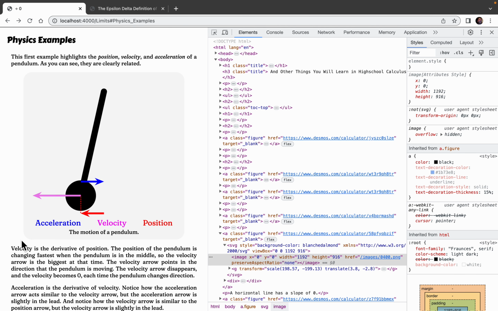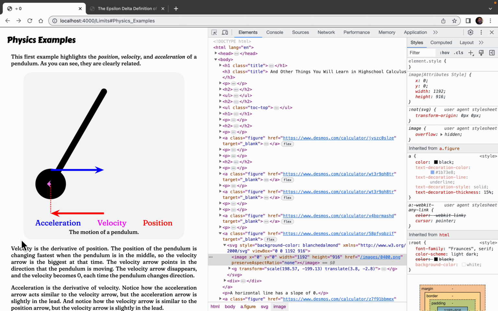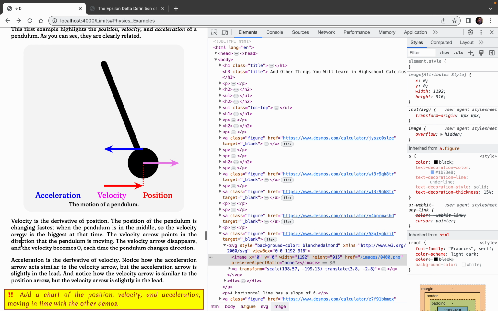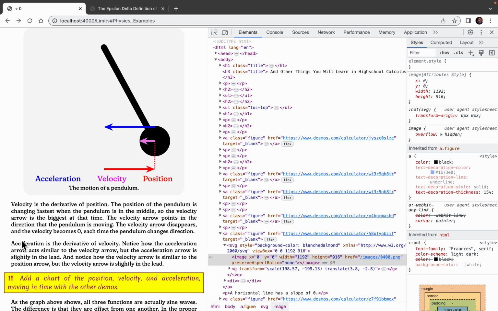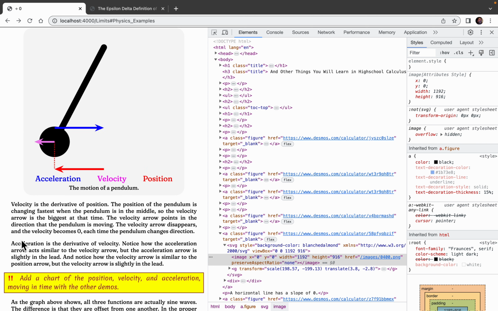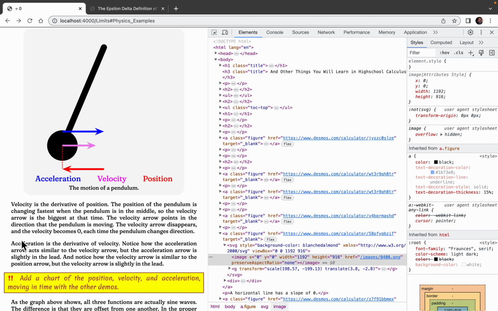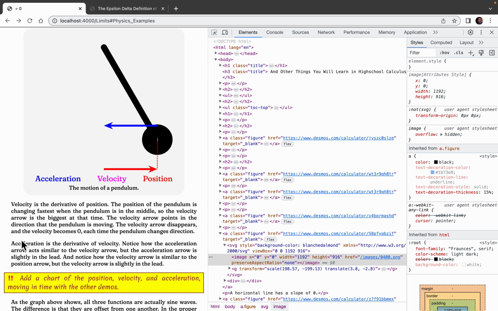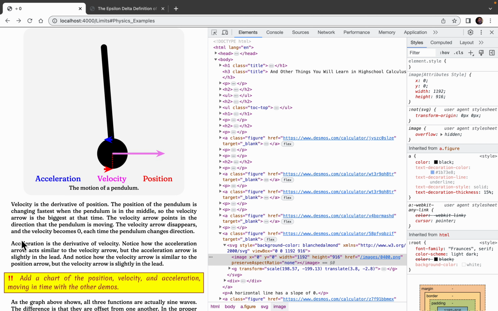Physics examples. This first example highlights the position, velocity, and acceleration of a pendulum. As you can see, they are clearly related. Velocity is the derivative of position. The position of the pendulum is changing fastest when the pendulum is in the middle, so the velocity arrow is biggest at that time. The velocity arrow points in the direction that the pendulum is moving. The velocity arrow disappears and the velocity becomes 0 each time the pendulum changes direction.